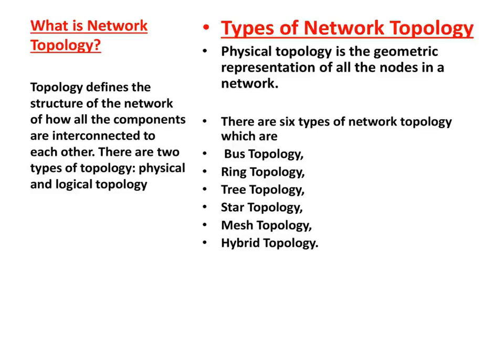Types of network topology. Physical topology is the geometric representation of all the nodes in a network. There are 6 types of network topology, which are bus topology, ring topology, tree topology, star topology, mesh topology, and hybrid topology. 1. Bus topology.